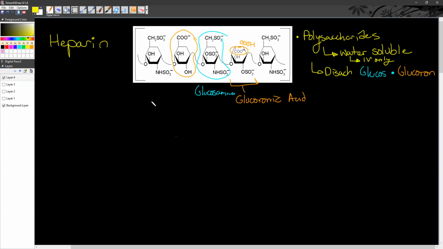What do you notice about the charge of heparin? What charge is heparin? Extremely negative, right? We have all these negative carboxylic acids. We have these negative sulfate groups, sulfonyl groups. We have negative glucosamine groups. And so the reversal agent is going to be protamine sulfate.